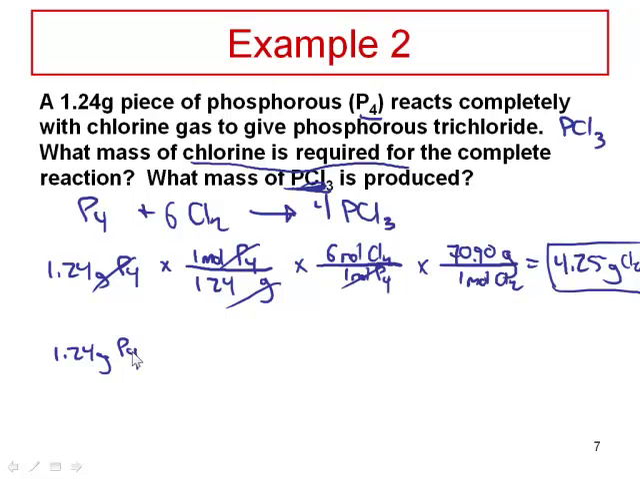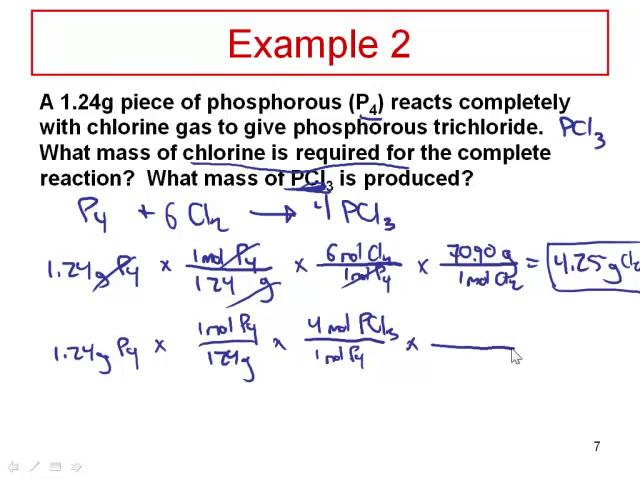Okay, we're back. So if we're going to find the mass of phosphorus trichloride that is produced in the reaction, we'd start again with the given 1.24 grams of phosphorus, or we can start with the number of moles, either way. Change that into moles, so 1 mole of phosphorus, P4, has a mass of 124 grams, okay? If we look at the mole ratio here in the reaction, we see that 4 moles of phosphorus trichloride, PCl3, is produced for every 1 mole of P4 that reacts.